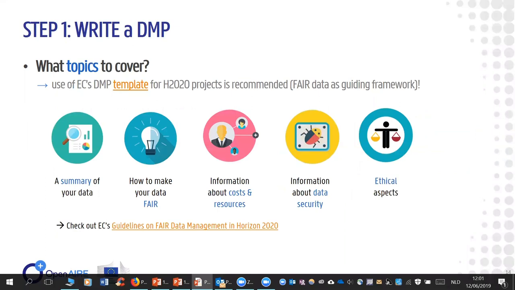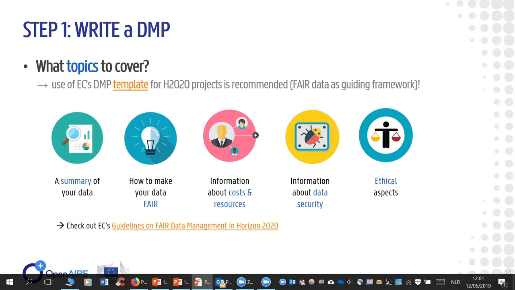What topics are covered? So I mentioned the template for Horizon 2020 projects. FAIR is the guiding framework, so the aim is to make your data as FAIR as possible. But the template will cover various subjects: a summary of what your data is and how it relates to your project, then how to make your data FAIR. Information about cost, if there are costs or resources that you need: do you need a data steward, or do you have large volumes of data for which you will need storage, for example? Information about data security, which is mainly about how you handle your data during your project. And then any ethical aspects, which are mostly already covered in Horizon 2020 projects in ethical deliverables.